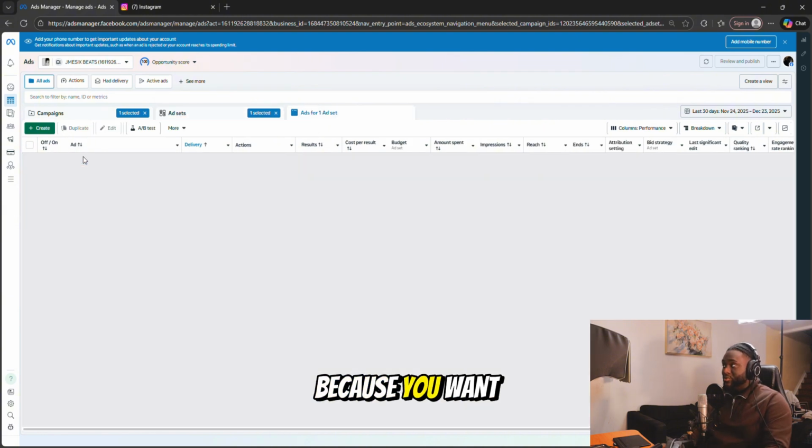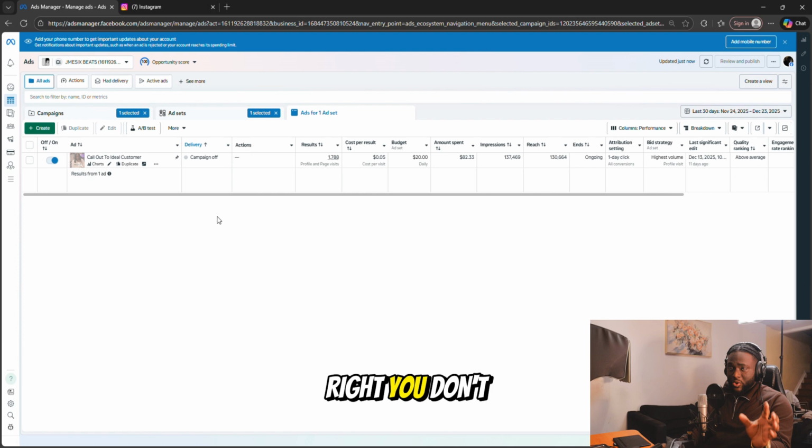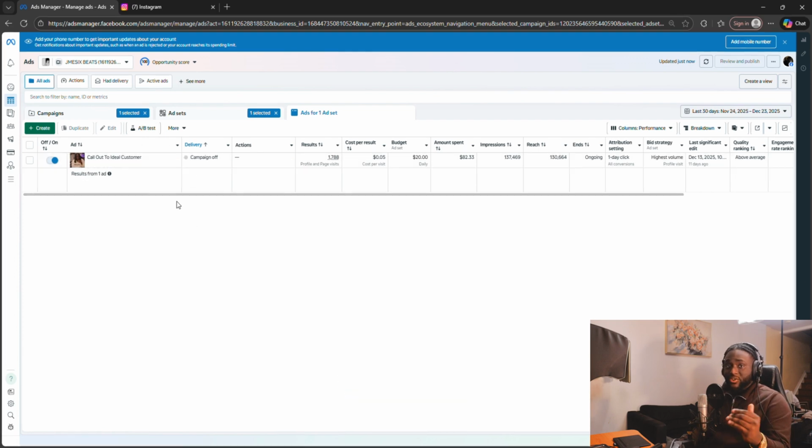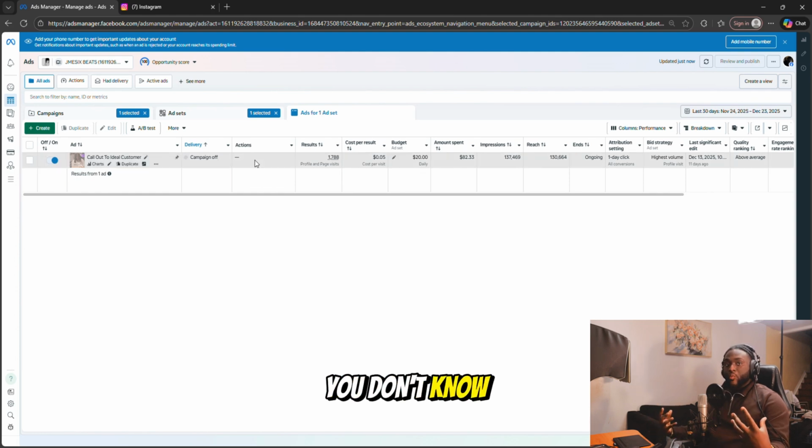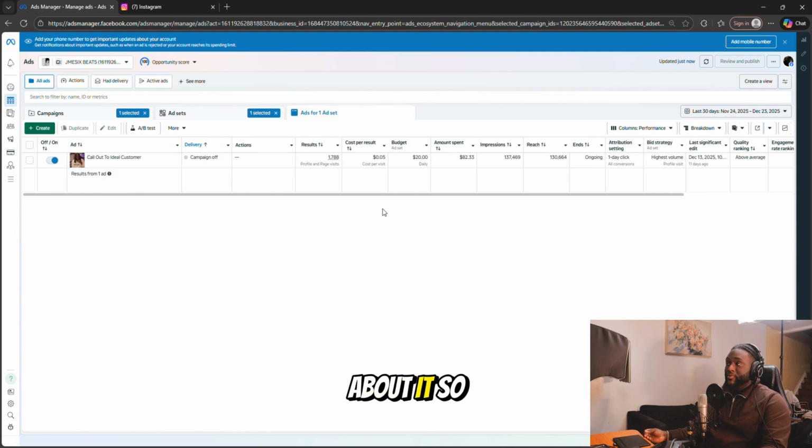That's a problem because you want to be A/B testing, right? You don't want to have just one ad going off because it works. That's great, but you don't know why it worked. You don't know why it flopped. You don't know anything about it. So at the ad level, you always want to have multiple ads going so that you can know what works and what doesn't. So this ad, it was a call out to my ideal customer.